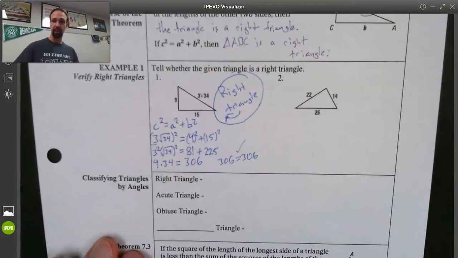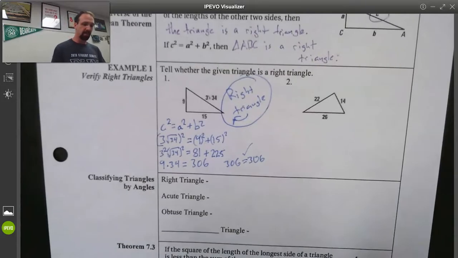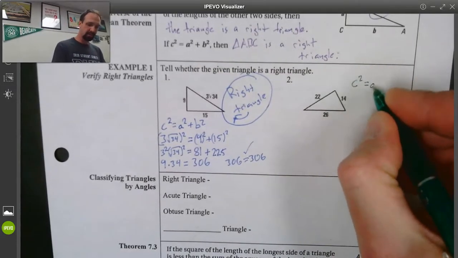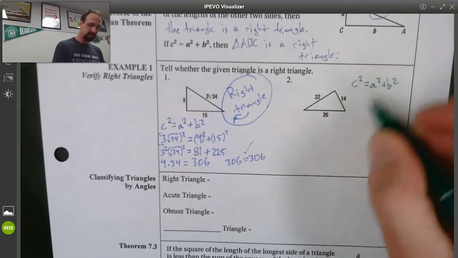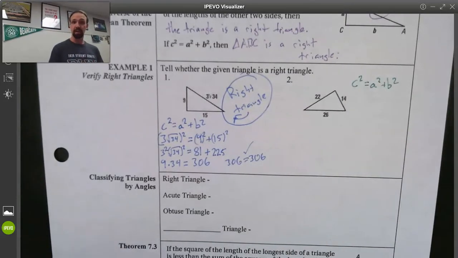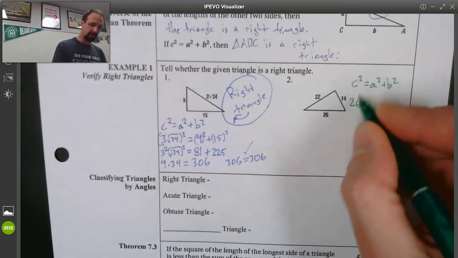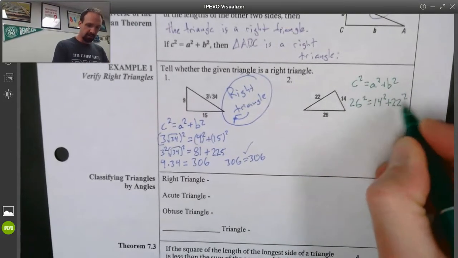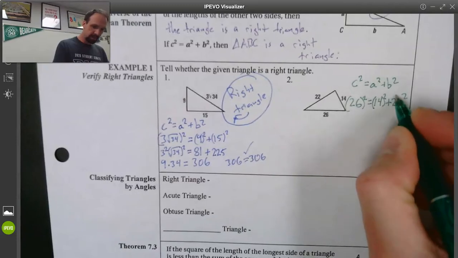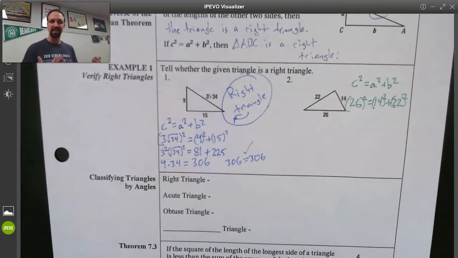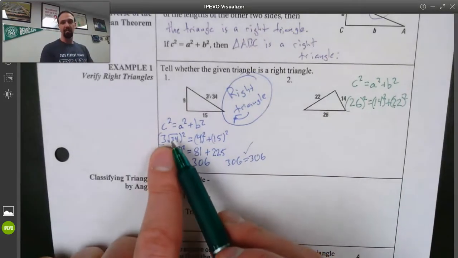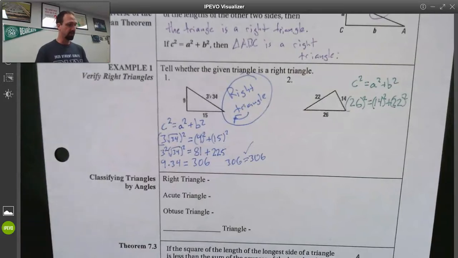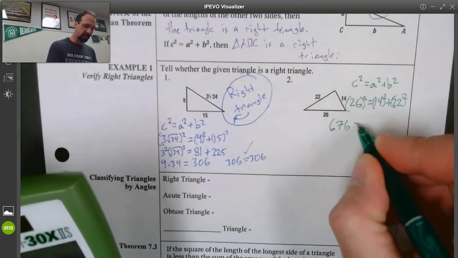Now, for this one over here, we're going to be testing it out as well. Remember, the c squared is the longest side. So out of all of these numbers, I put the largest or longest side in for c. So that's going to be 26. So 26 squared equals 14 squared plus 22 squared. Now, using parentheses on these, it doesn't actually affect anything in the problem because we're just taking that number squared. It would on this problem here, so that's why I always make sure that I include parentheses when I go through in each part. 26 squared is 676.